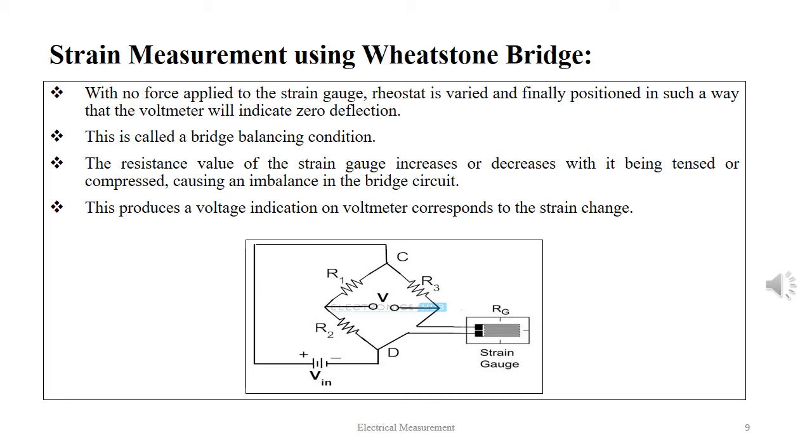The resistance value of the strain gauge increases or decreases with it being tensed or compressed, causing an imbalance in the bridge circuit. This provides a voltage indication on the voltmeter corresponding to the strain change. The figure below shows the strain gauge fixed at the unknown resistor arm of the Wheatstone bridge circuit.